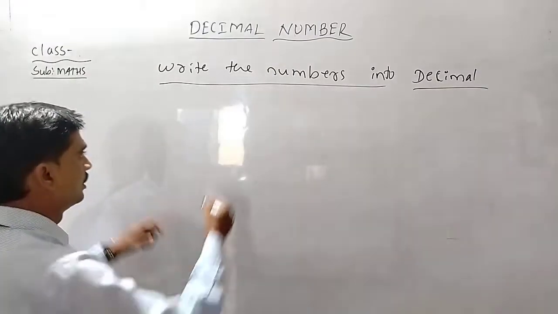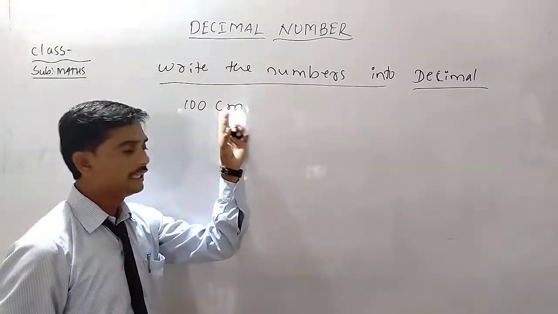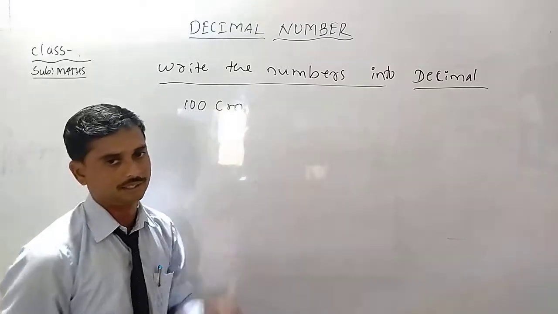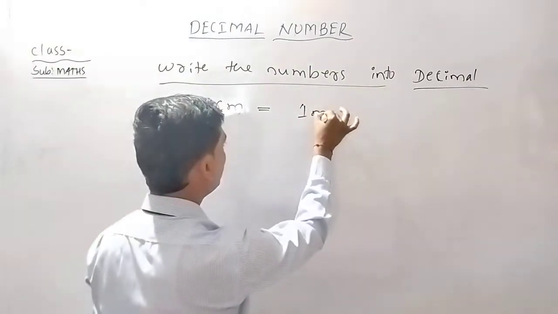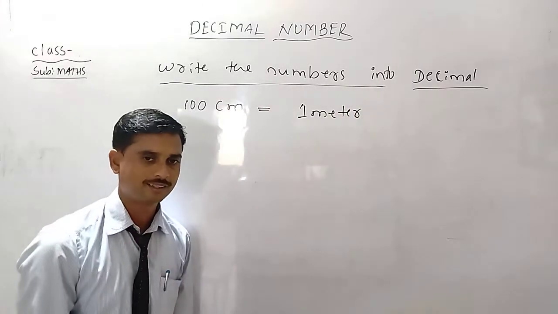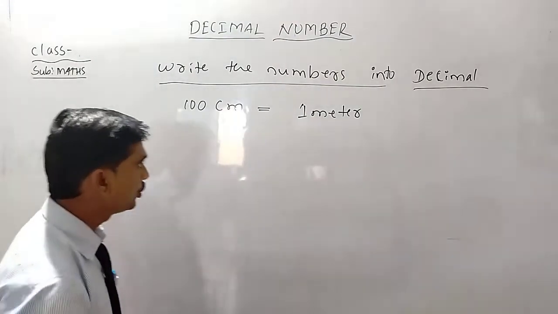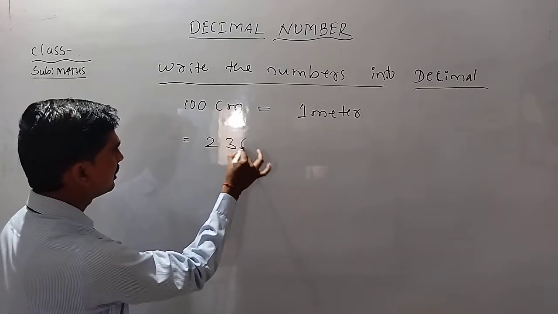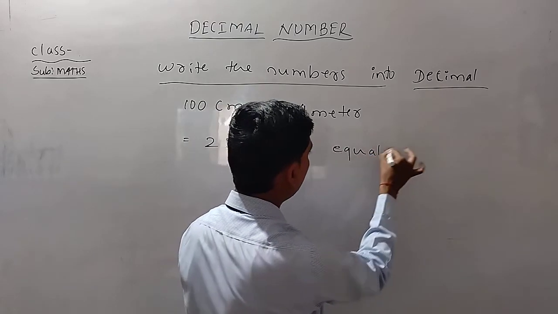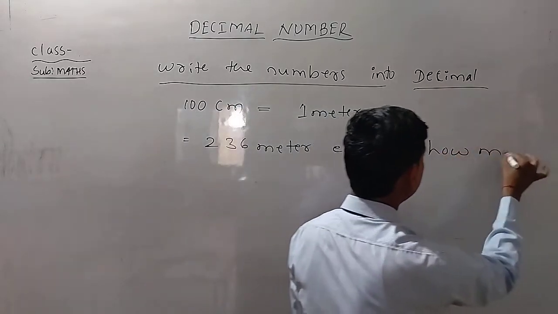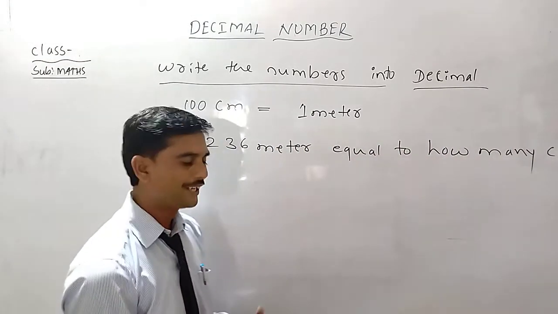100 centimeter. cm long form is centimeter. 100 centimeter equal to how many? 1 meter. Remember, dear students, 100 centimeter equal to 1 meter. Then you should write 236 meter equal to how many cm? How many cm, dear students?